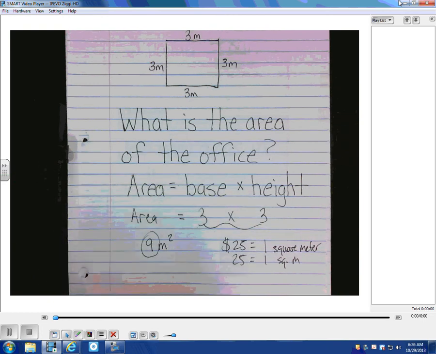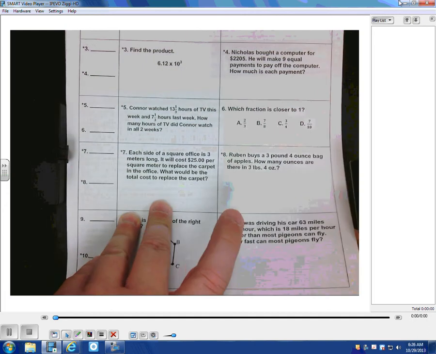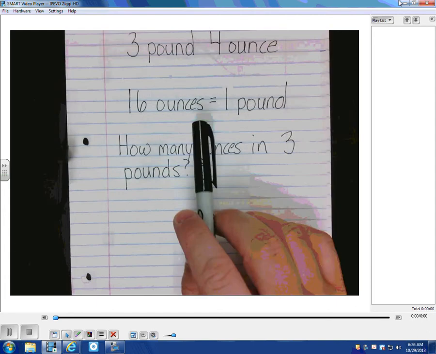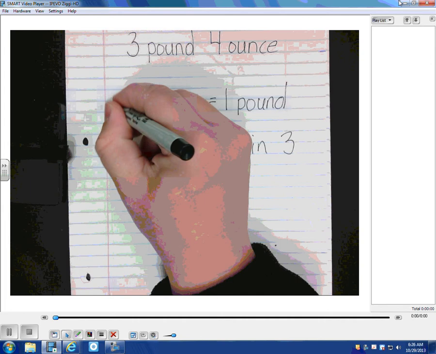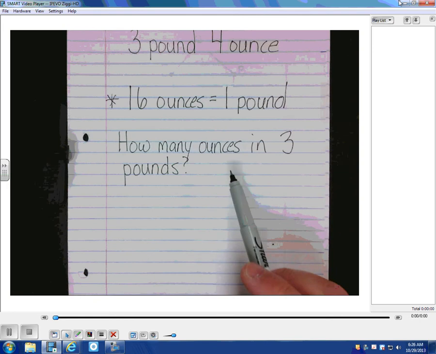All right, let's look at number 8. It says Reuben buys a 3-pound, 4-ounce bag of apples. How many ounces are there in 3 pounds, 4 ounces? So this is another one of those conversion problems. Okay, so we have 3 pounds, 4 ounces. Here's the key. I know there are 16 ounces in 1 pound. Okay, so how many ounces would there be in 3 pounds?